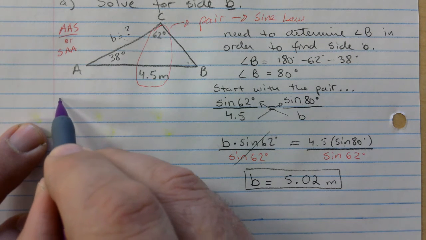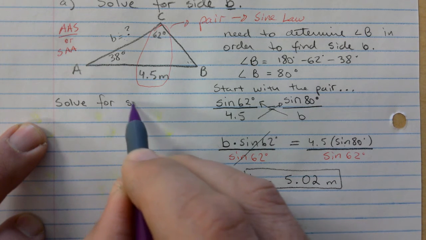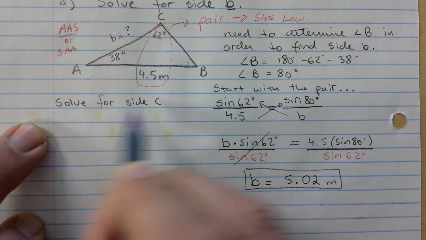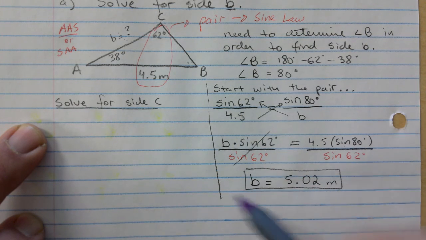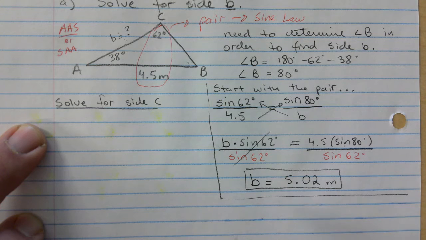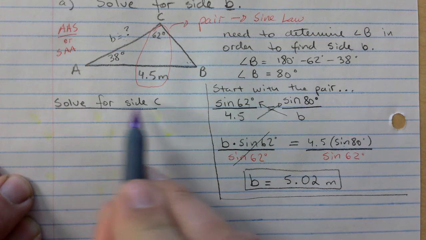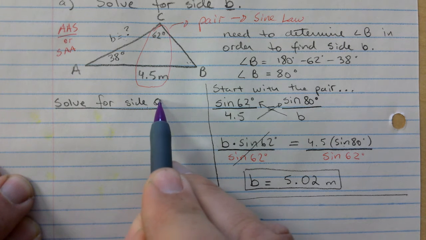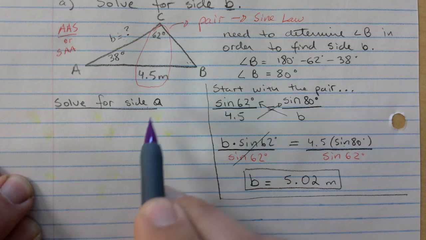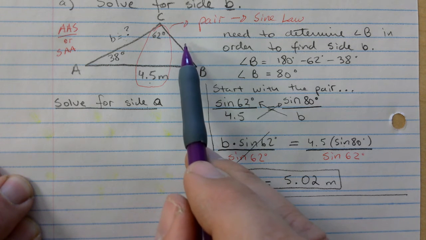I'm just going to add here, solve for side C. This is just an aside here. How would you solve for side C? Oh, sorry. I meant A. My bad. Can you change that to A? We already know what C is. It's 4.5. Side A is over here.